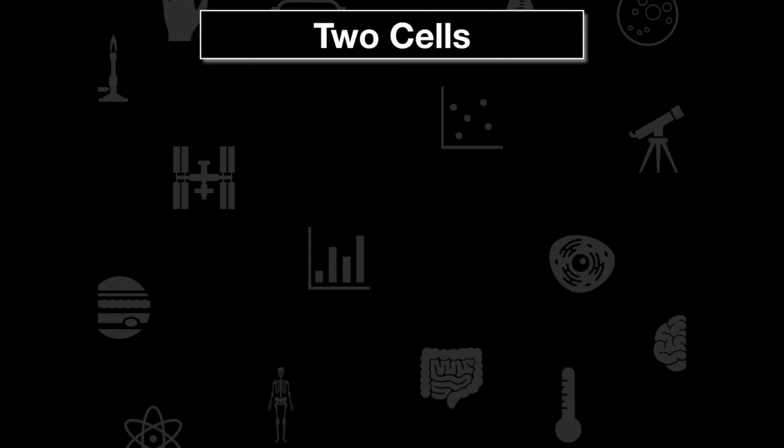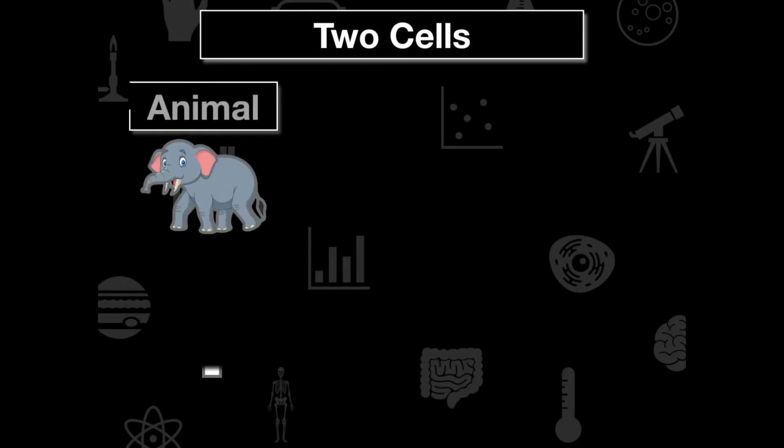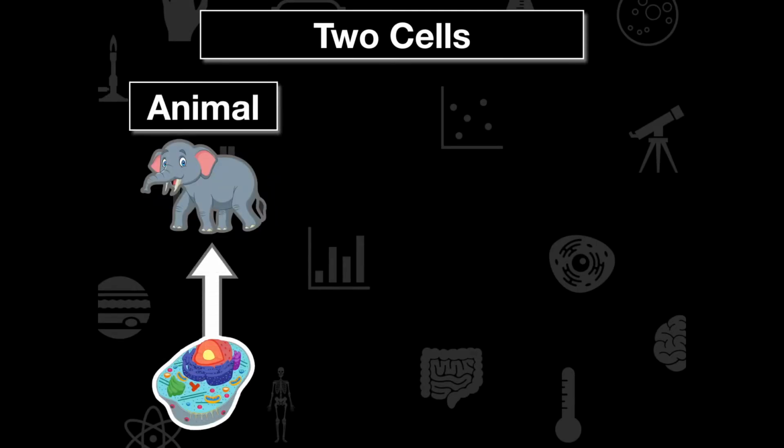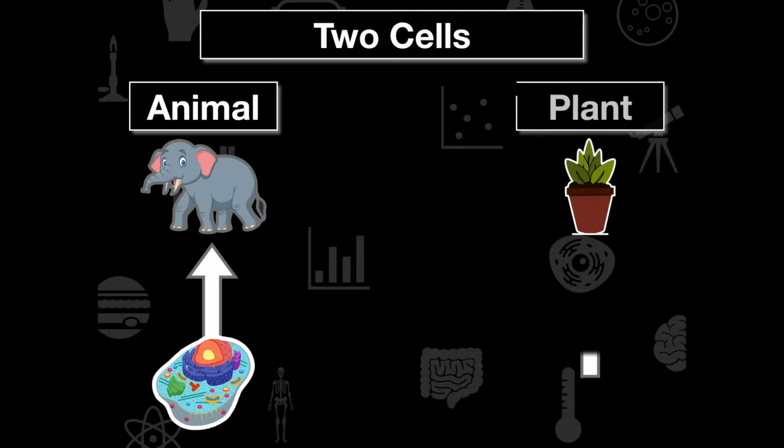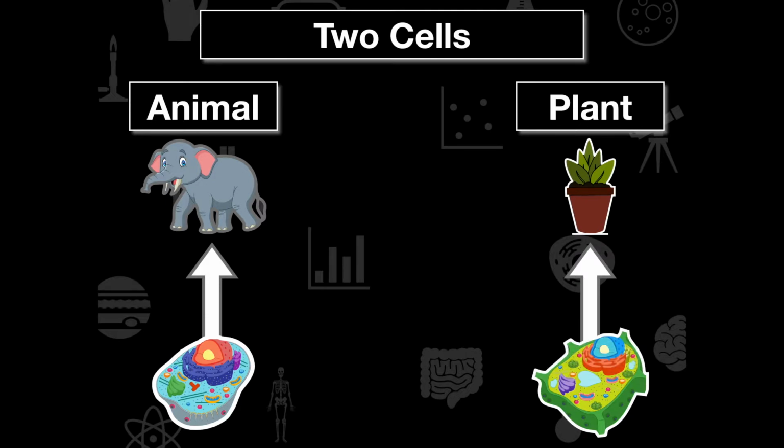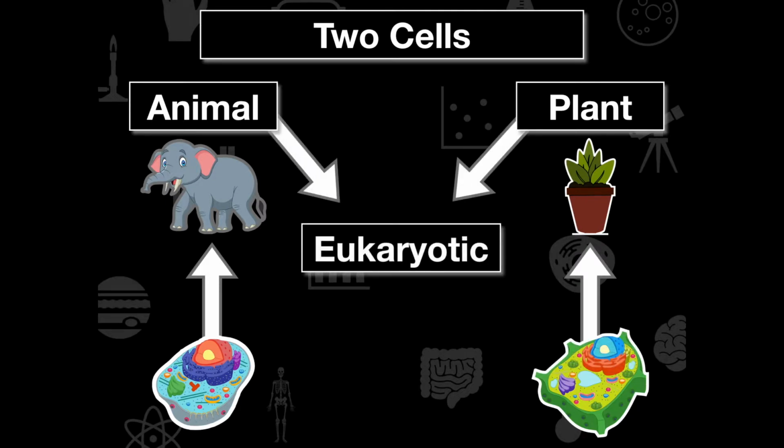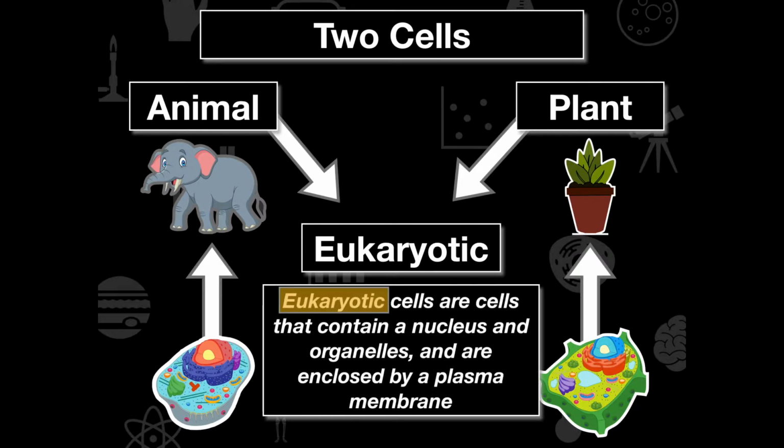So there's two types of cells that we really go through and discuss when we're talking about eukaryotic cells. We have animal cells, and then we also have plant cells. Now remember, both of these cells are eukaryotic cells. What does eukaryotic cell mean? Well, eukaryotic cells are cells that contain a nucleus and organelles and are enclosed by a plasma membrane.